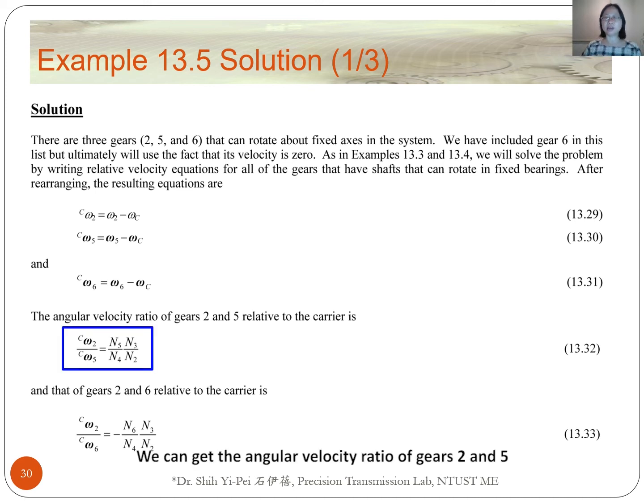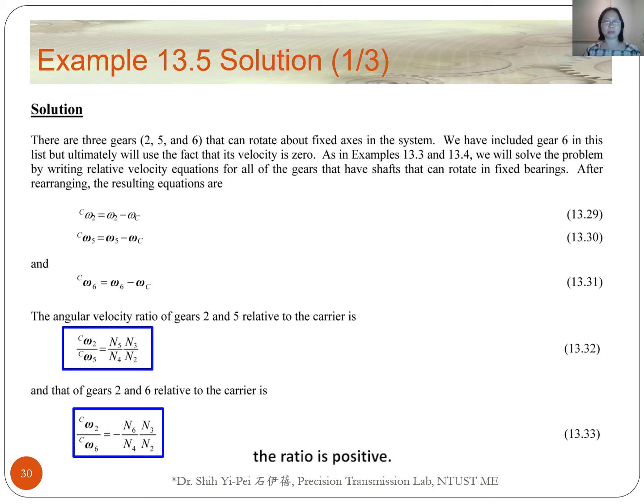We can get the angular velocity ratio of gears 2 and 5 relative to the carrier as this equation. Because gears 2 and 5 have the same direction of rotation, the ratio is positive. And the angular velocity ratio of gears 2 and 6 relative to the carrier is in this equation. Because gears 2 and 6 have opposite directions of rotation, the ratio is negative.